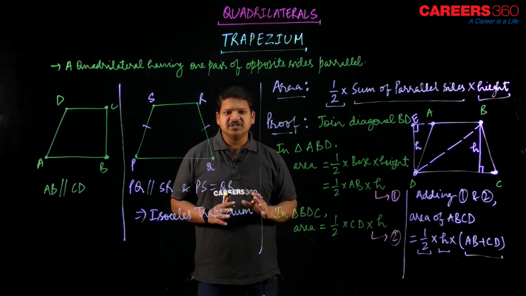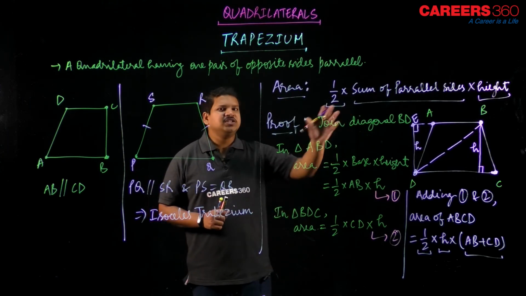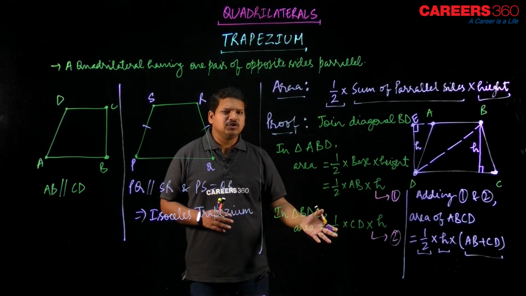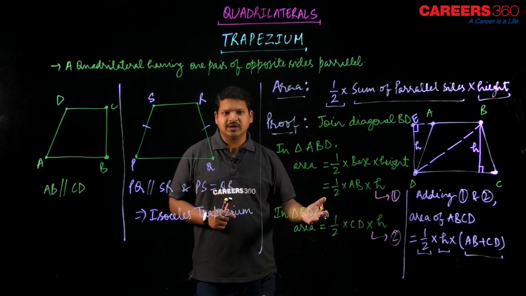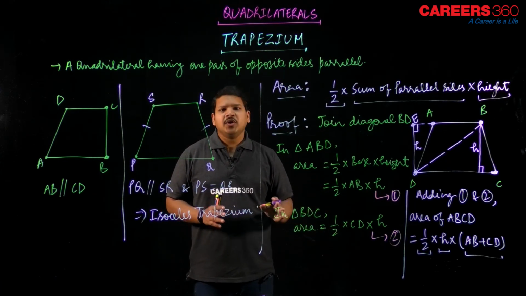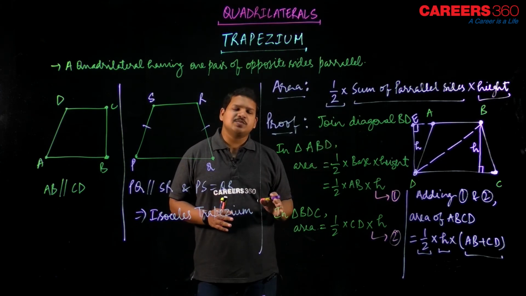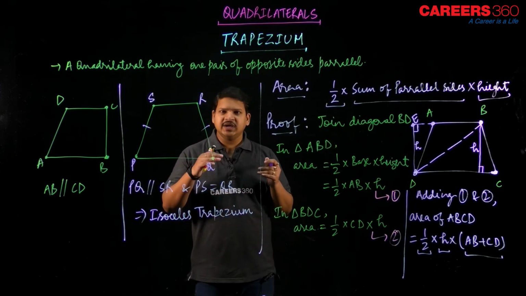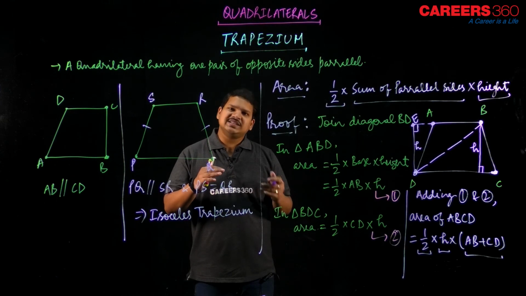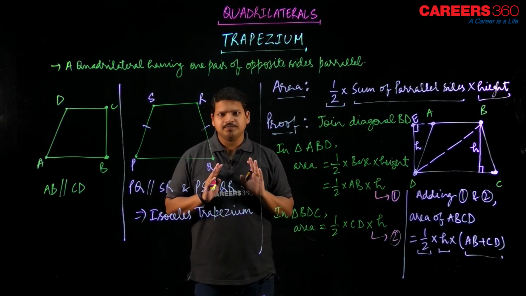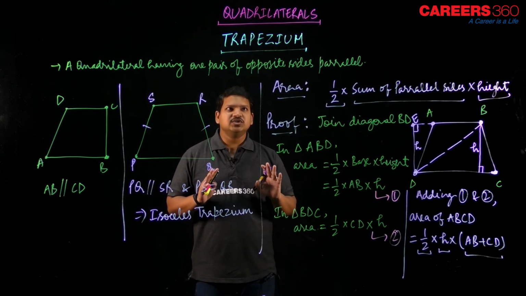I hope it is making complete sense to you. Just remember this formula. The proof is not that complicated, it is pretty much straightforward. All you need to do is divide this trapezium into two triangles, calculate the area of those two triangles separately, and then add them up. So that was all about trapezium.